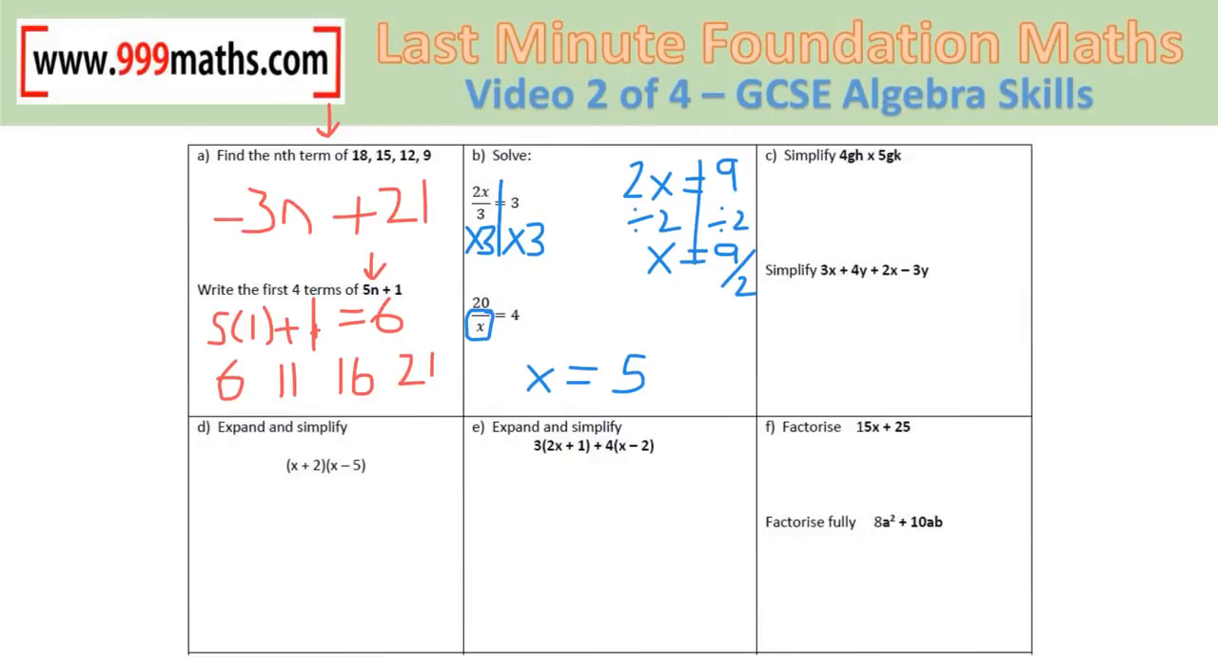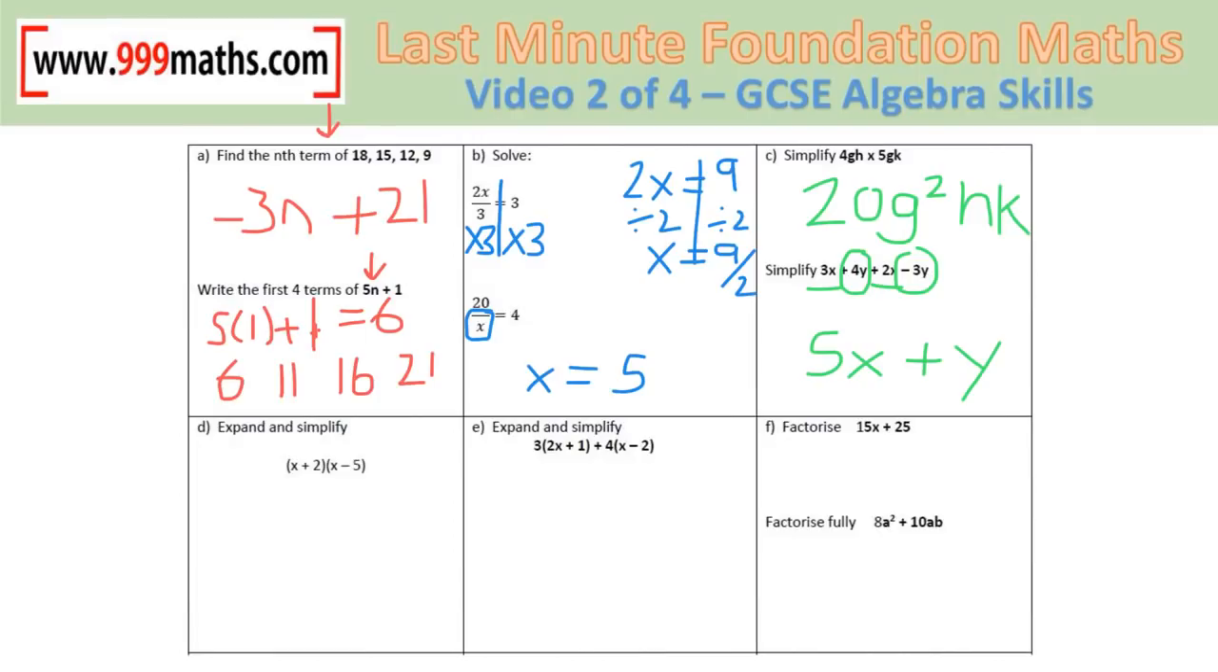Question C, simplifying the algebra. 4 times 5 is 20. G times G is G squared. H times K is HK. Simplify 3x, add 2x is the 5x. Positive 4y, take away 3y is positive 1y.